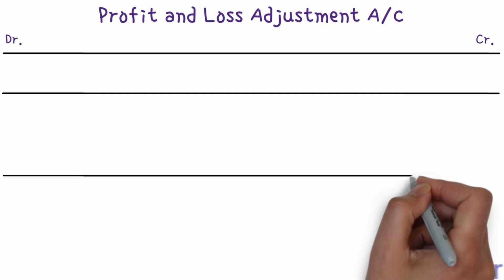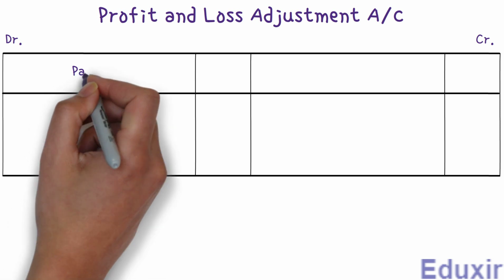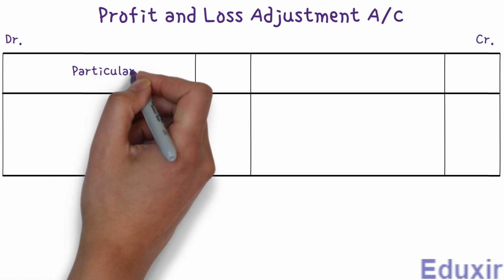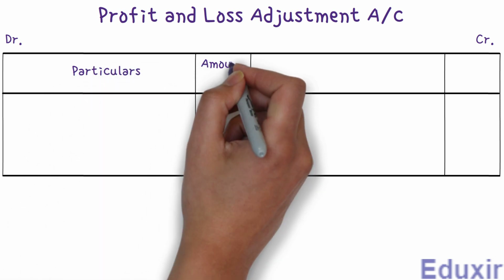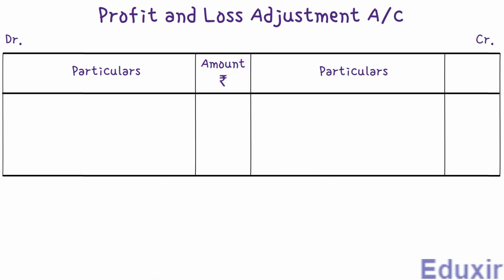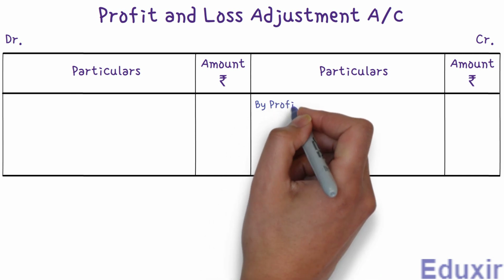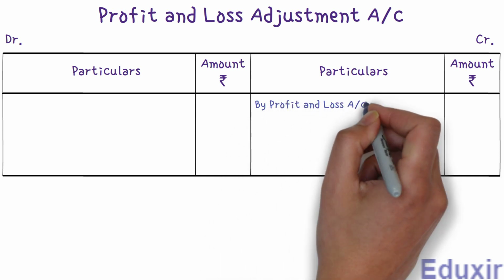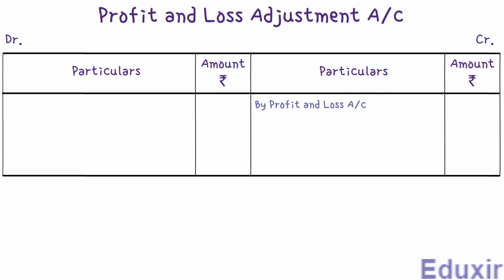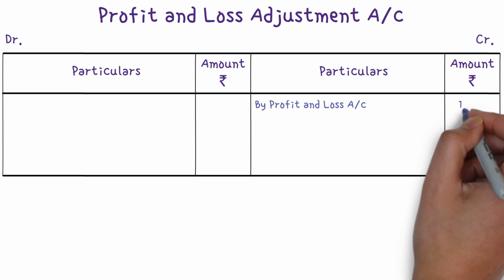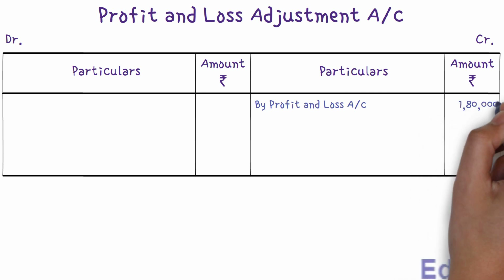Let us now have the individual columns for particulars and amount in rupees on the debit side. Let us have the same columns on the credit side also. Now let us write by profit and loss account in the particulars column on the credit side. This indicates that the profit from the profit and loss account is transferred to the profit and loss adjustment account. Let us then write the given profit amount of 1,80,000 rupees into the amount column on the credit side.